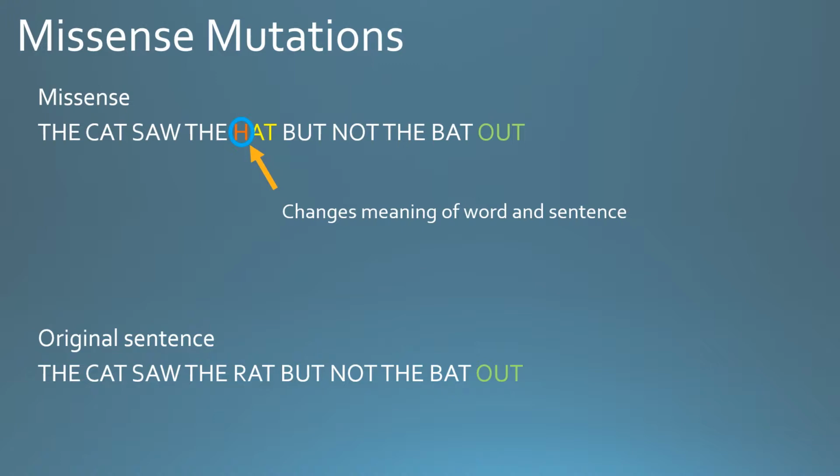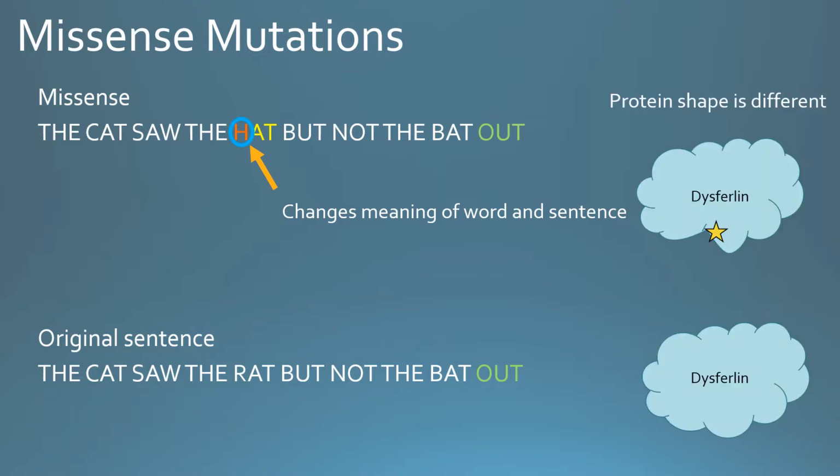Okay, the second type of mutation is called a missense mutation. What this means is you're changing one amino acid to another. In our sentence analogy, we're changing one word to another. The original sentence was the cat saw the rat but not the bat, but now we change the R to an H, so that it's the cat saw the hat but not the bat. Well, a bat and a hat are pretty different things, so that might change the meaning of the sentence.